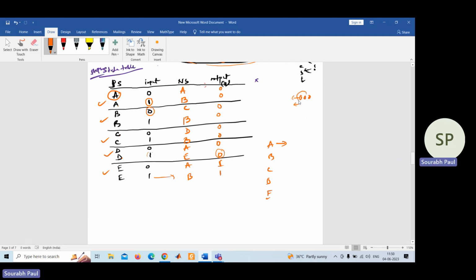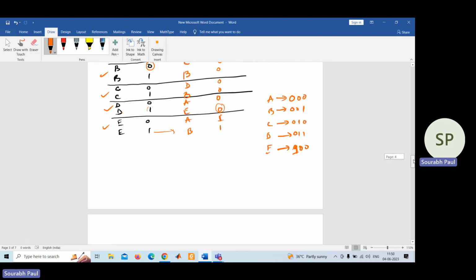If we use 2 bits, then what will happen? 2 bits can generate only 4 different combinations. So using 2 bits, 4 different states are possible. But in this problem, 5 different states are there. That's why you need to use at least 3 bits. So A will be represented by 000 using 3 bits. Then for B we can use 001, for C 010, for D 011, and for E 100. So these 5 different combinations we can make.